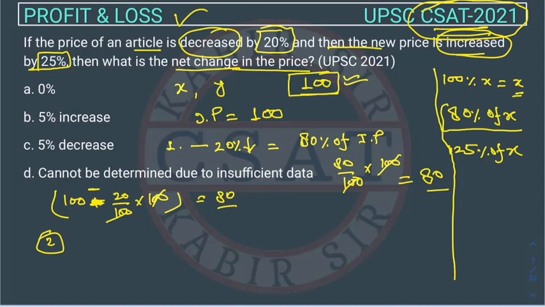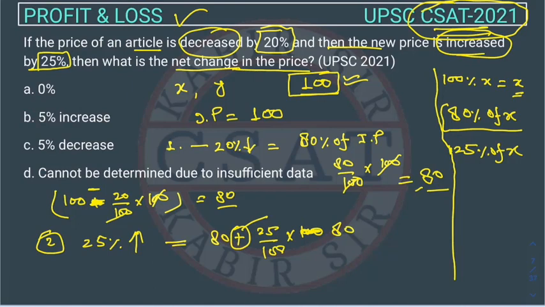Now the second condition. The second condition is the new price is increased by 25%. So now our current price is what? 80 rupees, plus sign because there is an increase, 25%, right? Because there is an increase of 25%, we will write like this, and here 80 will come, because this is our current price, 80 rupees, not the 100, right?